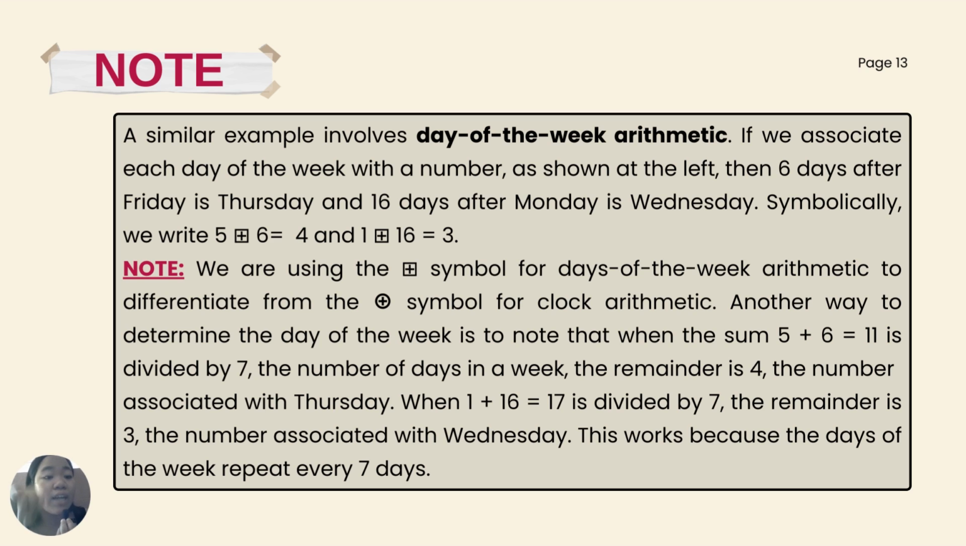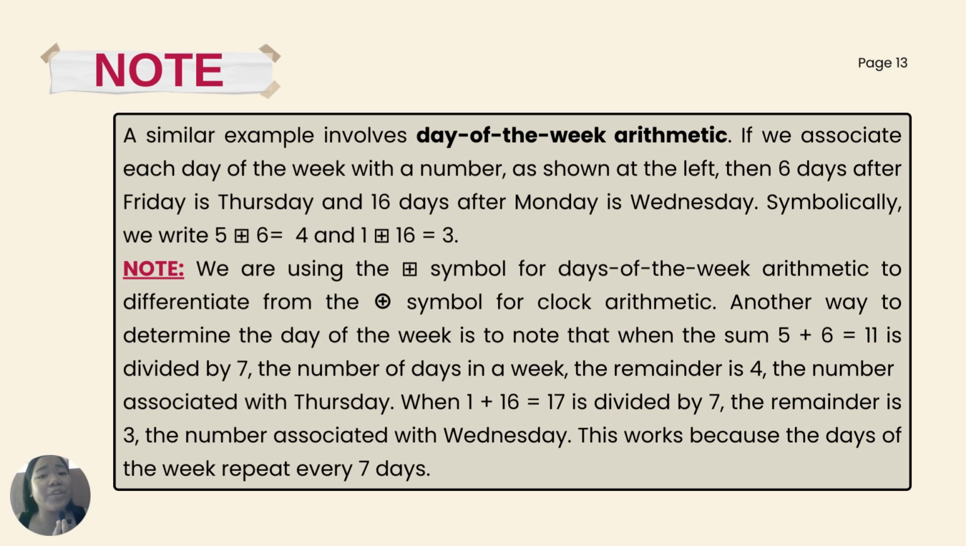You can also just count, class. For example, it is Friday today. So let's count 6: Friday, Saturday, Sunday, Monday, Tuesday, Wednesday, Thursday. So the 6th day is Thursday. That's why 4 is our answer here. Gets? The same goes for 1 and 16. The 1 is equivalent to Monday, and 16 days after Monday is Wednesday. That is why it is 3 here.